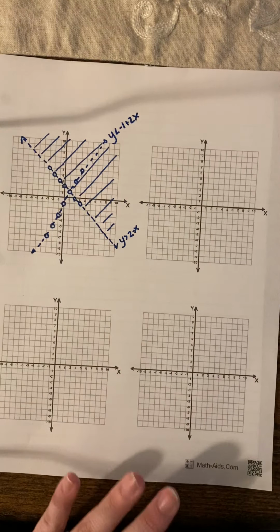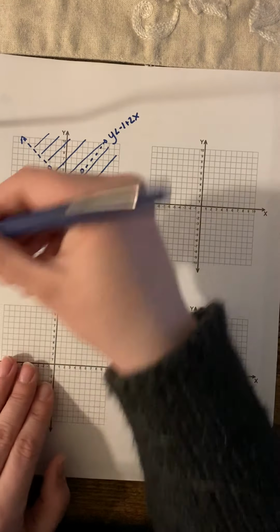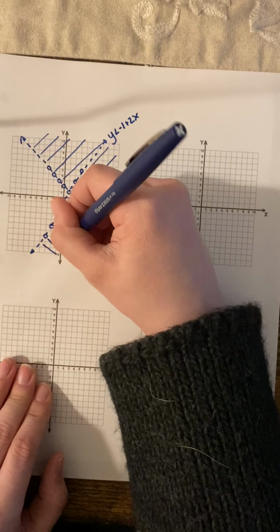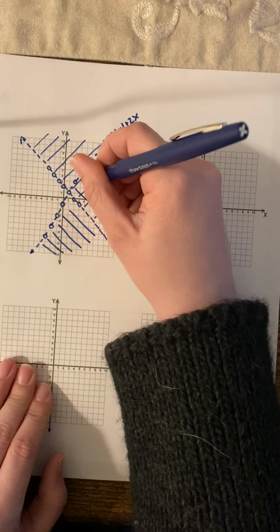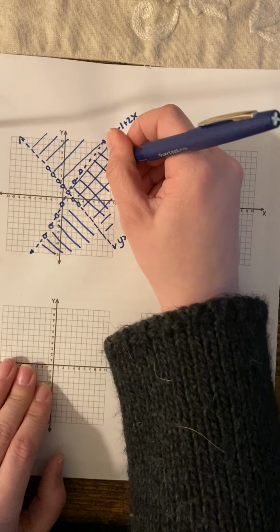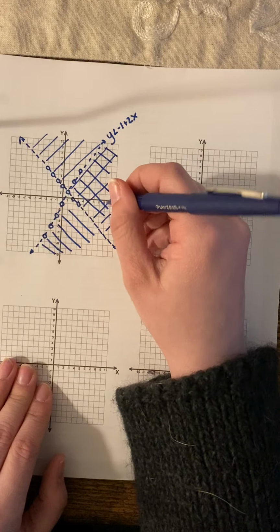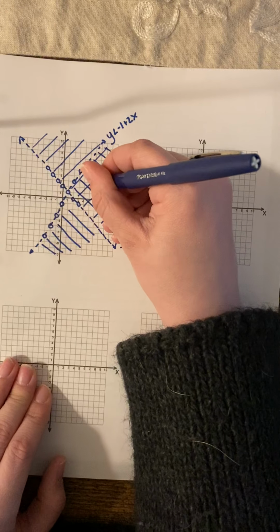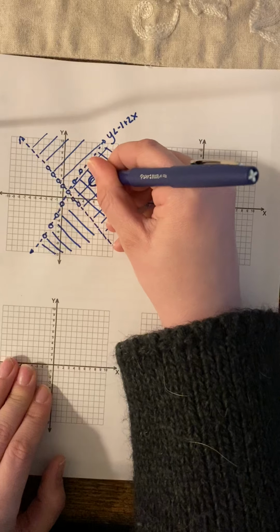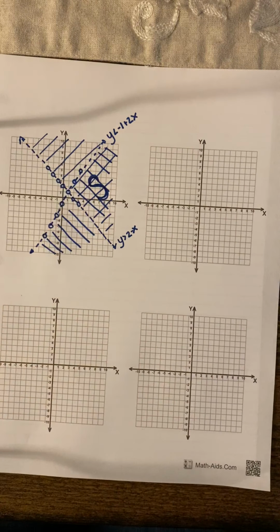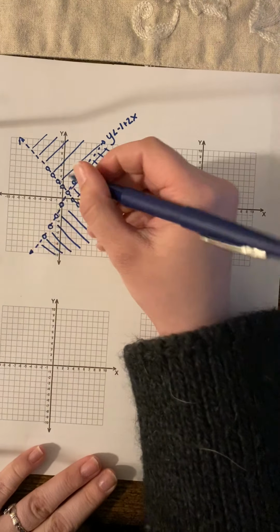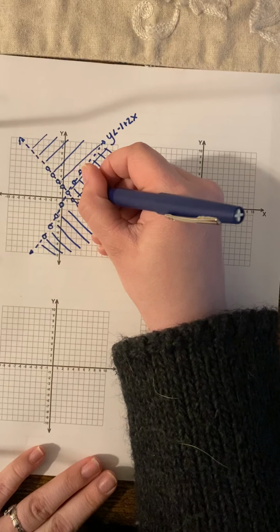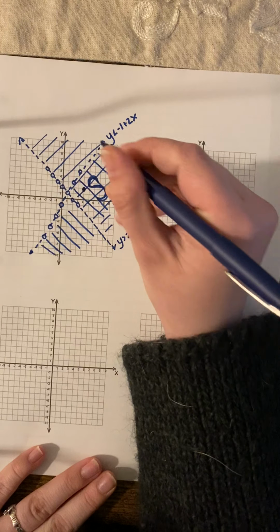Okay, so we need to do our last step, which is to shade. So our shading is below. And where our shadings overlap is over in here. So this is our solution set. You can mark your solution set by putting a big S. Okay, so that is our solution set. If they asked you what is one of the solutions to this system of inequalities, you would simply go into the solution set. Oh, this lays in there. So I would say 4, 2.